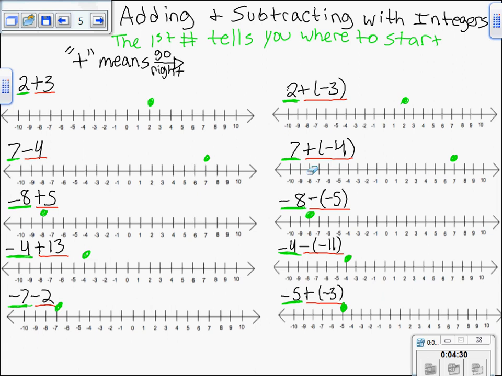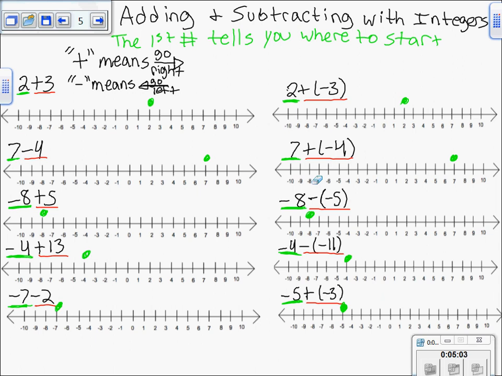When you see minus, such as negative 7 minus 2, such as we had a minus right here, okay? Minus is the opposite. Minus means go left. So when you have a minus sign, that means go left. That's what a minus sign means. We're going to talk about what happens when that second one's a negative. We'll get to that in a minute.